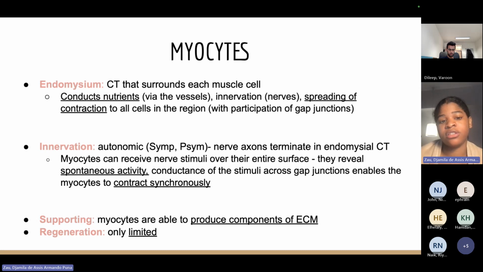Innervation of myocytes is autonomic, sympathetic and parasympathetic. The nerve axons terminate in the endomysial connective tissue. Myocytes can receive nerve stimuli over their entire surface, and they can also have spontaneous activity. The conduction of stimuli across the gap junctions enables them to contract synchronously, or all together. There's also a supporting function: myocytes are able to produce components of the extracellular matrix, and their regeneration is very limited.